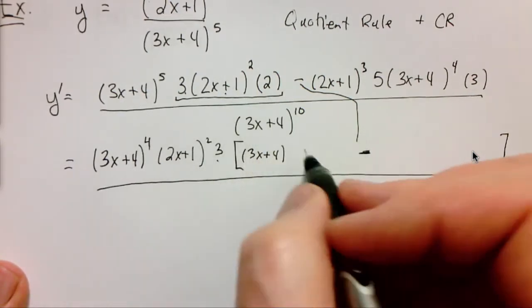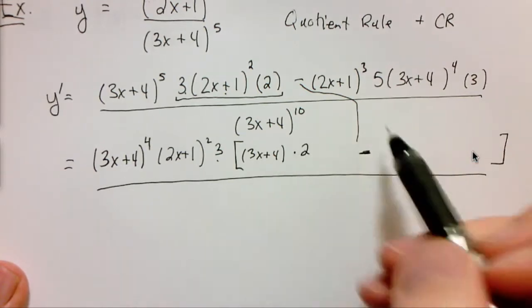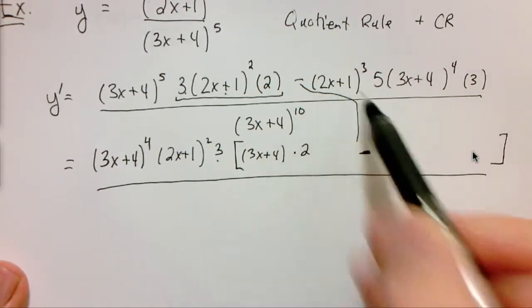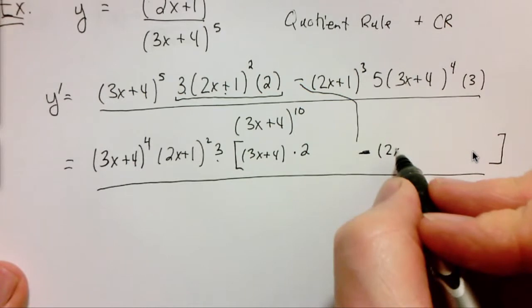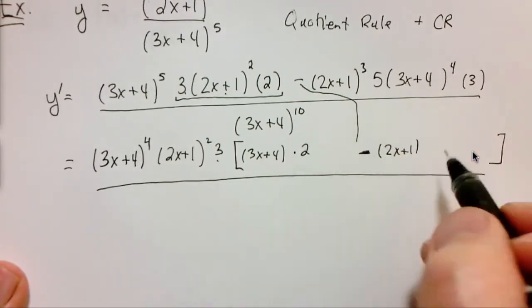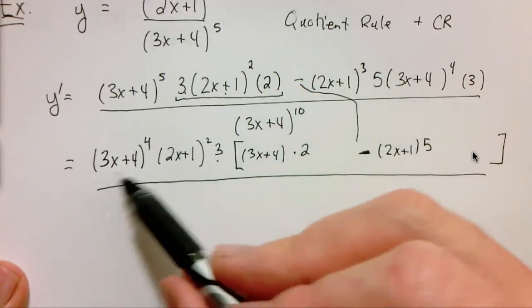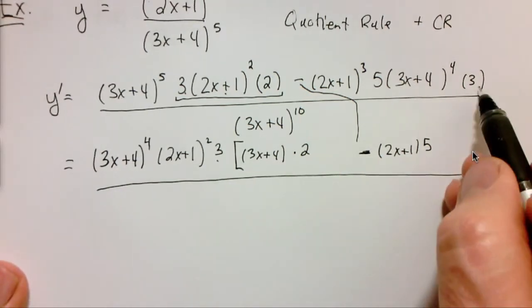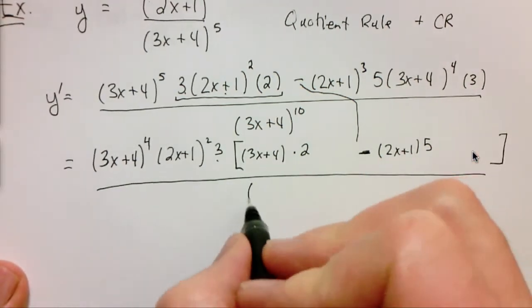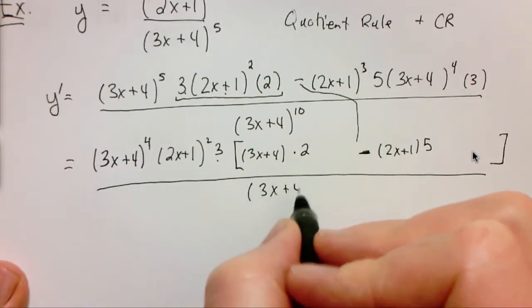I did not take out this 2, so it remains. Likewise, I took out 2x plus 1, so 1 remains. We didn't take out the 5, so it stays. We took out all these 3x plus 4's because we have 4 of them out front. So that we're done with that term, and we took out the 3. And this is, of course, over 3x plus 4 to the 10th.